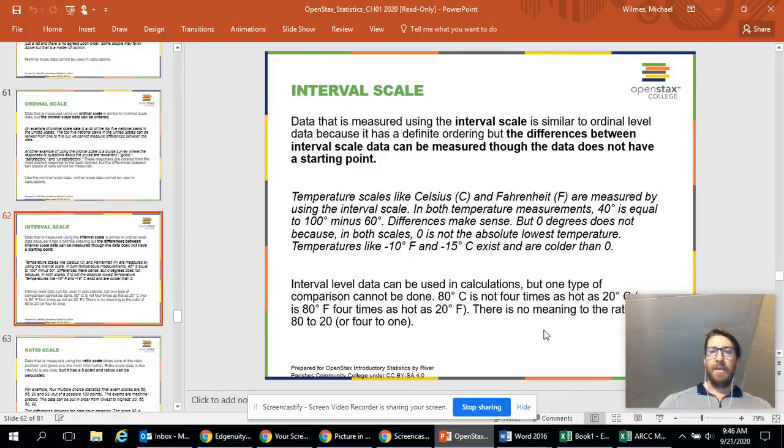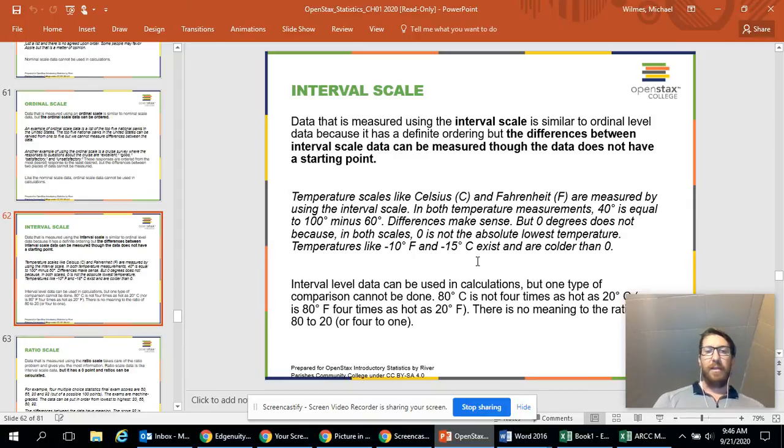Interval scale. So it's similar to ordinal because it has a definite ordering, but the difference is between interval scale can be measured, though the data doesn't have a starting point. A good example of this would be like the temperature readings on a thermometer. And these can be ordered. They are specific numbers, but there is no zero value. So they can have negative temperatures, negative values.